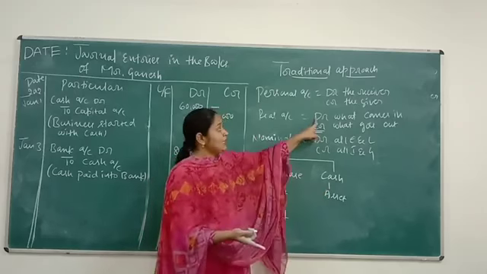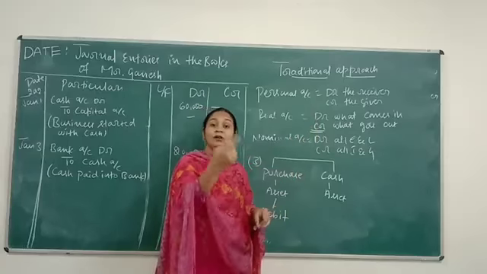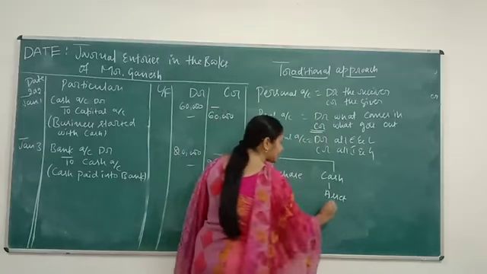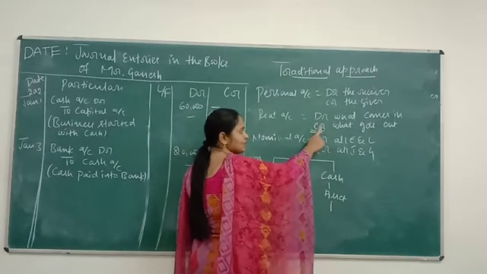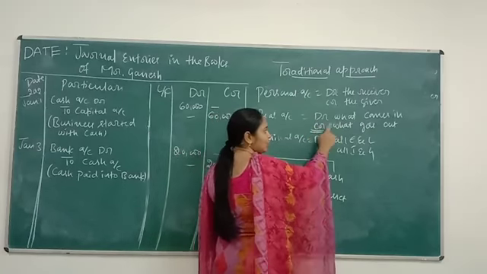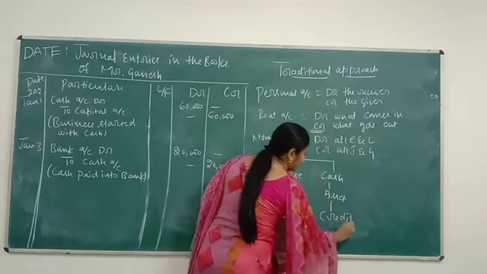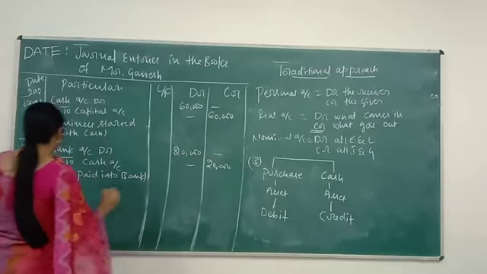Okay. So what is happening? Cash is going out of the business. What is happening to my cash? Cash is going out of the business. So when cash goes out of the business, what should I do? I should credit. I should credit what? Cash. So what is the journal entry?